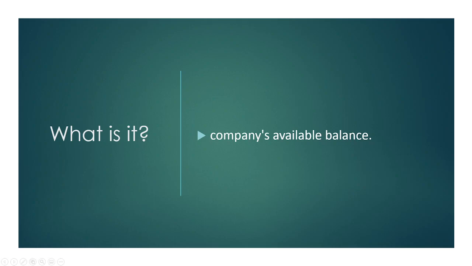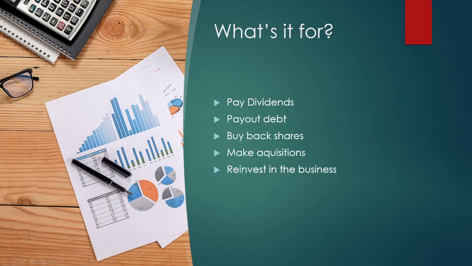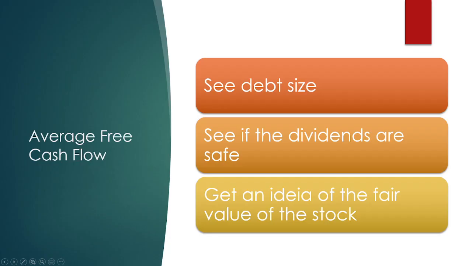What's it for? Free cash flow can be used by a company to pay dividends, take down debt, buy back shares, make acquisitions of other businesses, or reinvest in itself. In this channel, we use the average free cash flow to determine various fundamentalist aspects of a company, such as getting an idea of the size of a company's debt, seeing if the dividends are safe, and finally trying to get an idea of the value close to the fair value of the share.